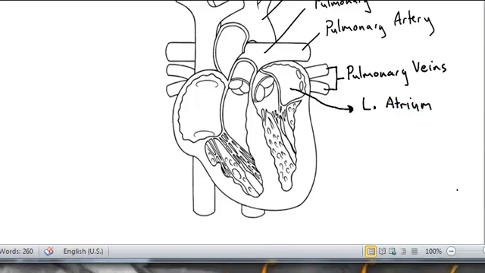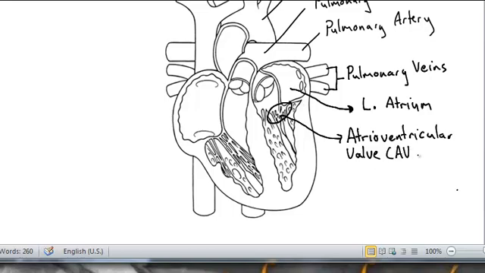And we're going to talk about how blood flows through these various chambers. It will come in from the lungs, oxygenated, into the left atrium. It will then be pushed through this area here, which is a valve. It's called the atrioventricular valve. And it's called that because it's between the atrium and the ventricle, so it's called the AV valve for short.